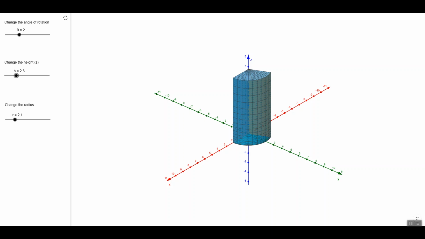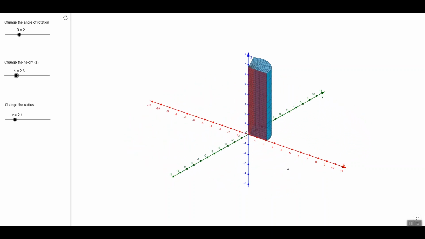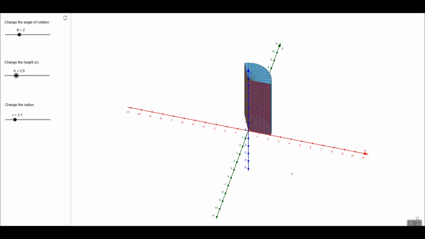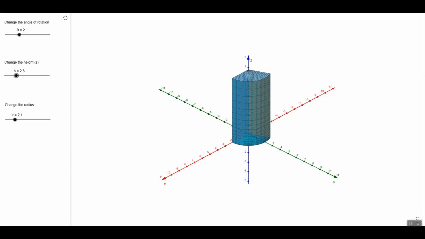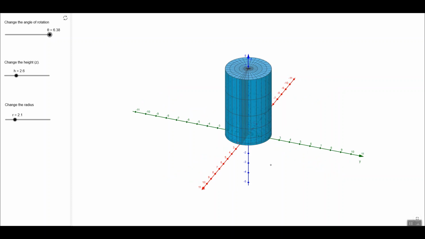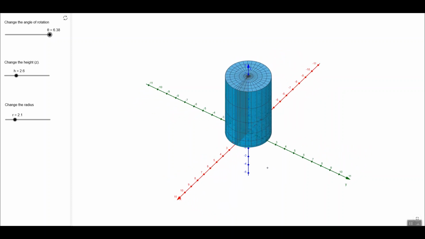All right, so as you can see, this cylinder here is carving out some volume. Now, as we change the angle of rotation, again, remember, that angle of rotation was based off of the positive x-axis. As we start moving this angle of rotation to do a full circle, call it 2 pi, it's getting us this closed-in cylinder.